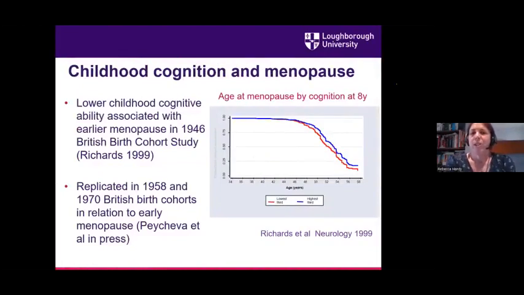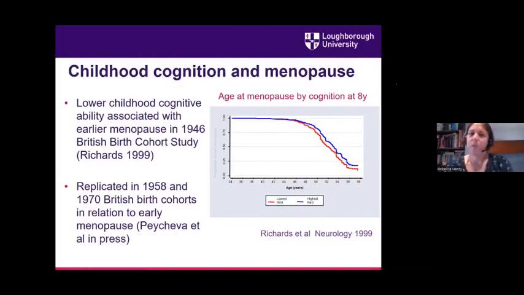Then I want to mention some work that has been an ongoing interest of mine, going right back to 1999. Working with a cognitive psychologist, Marcus Richards, who was interested in the impact of menopause on cognitive function, we stumbled across the finding that childhood cognitive ability was associated with the age at menopause. Lower childhood cognitive ability, assessed at the age of 8, was associated with earlier menopause in this 1946 British birth cohort study that I spoke about at the beginning.